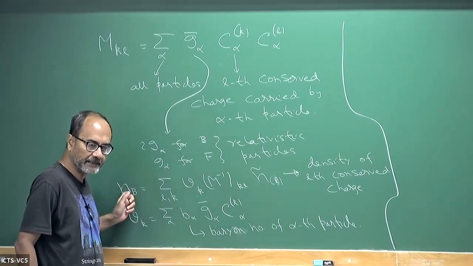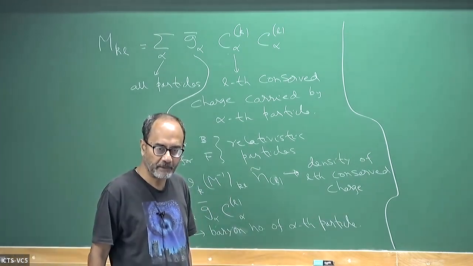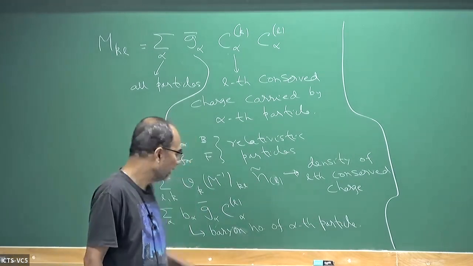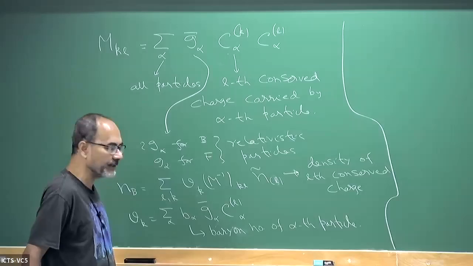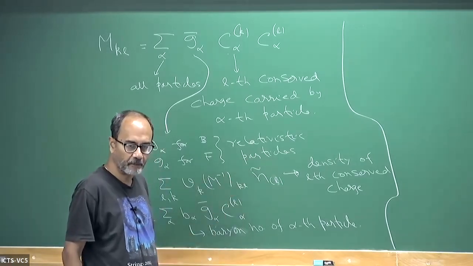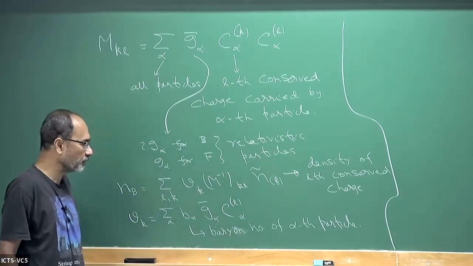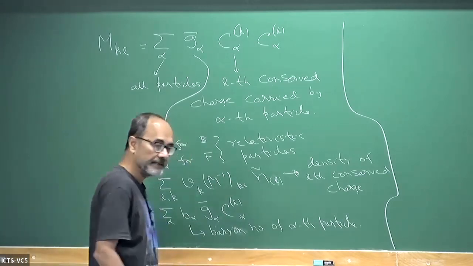This formula is valid as long as the system is in equilibrium. Once you have an equilibrium system, you can calculate this without knowing anything about the history. The only knowledge about the history of the universe is contained in these n tilde L's: how much conserved charge of each type was produced. Is this okay?